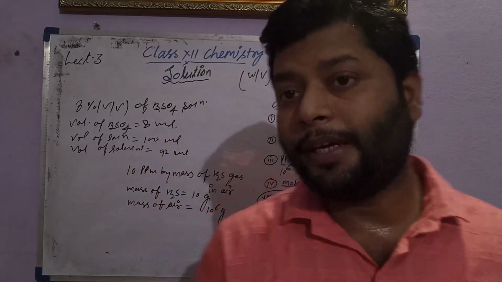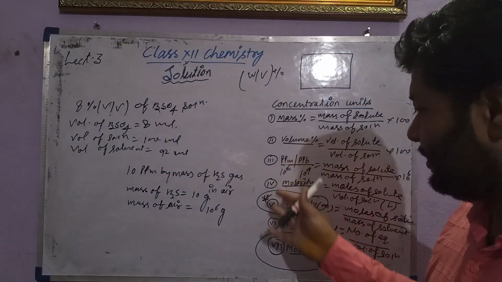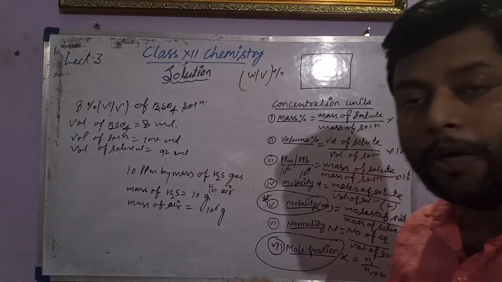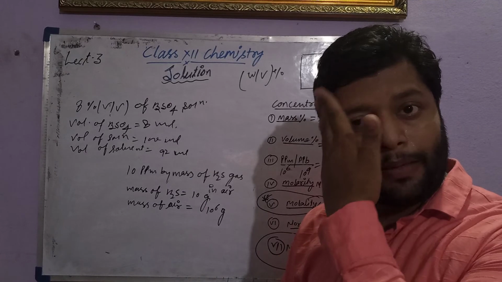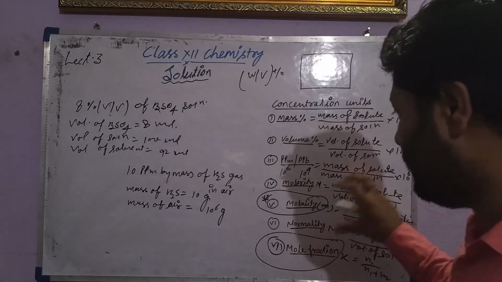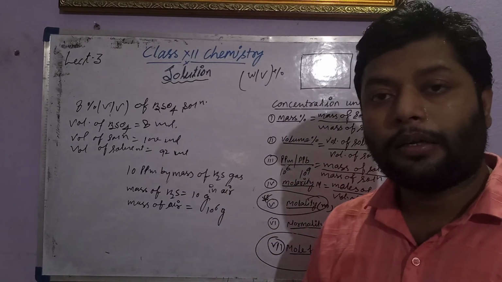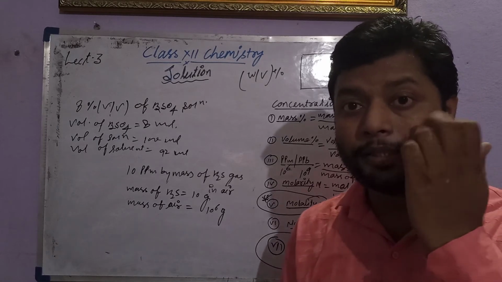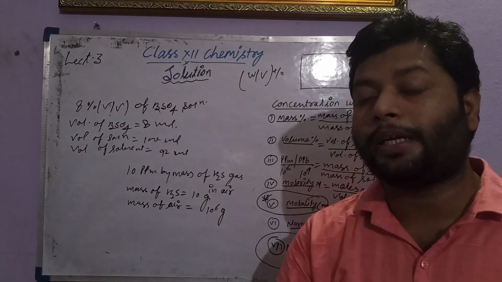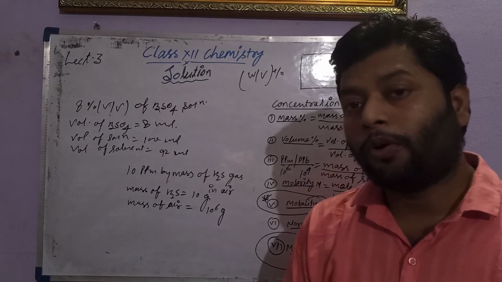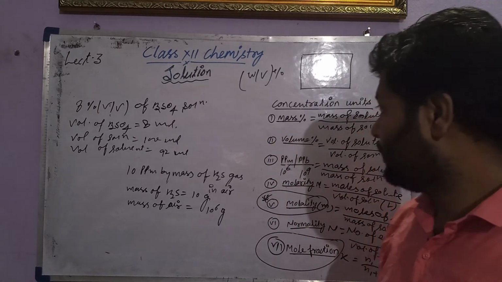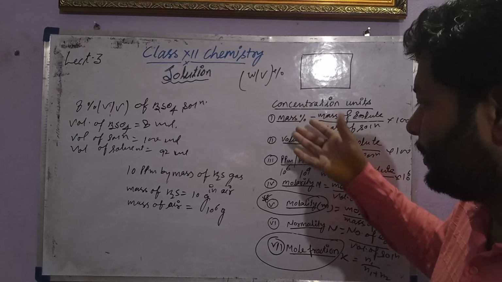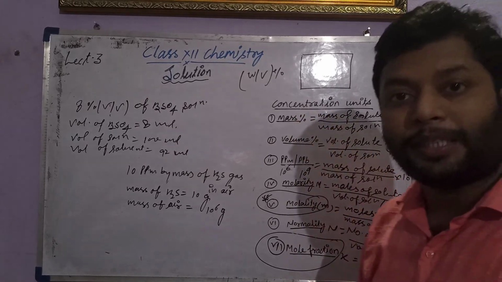We'll try to explain further these concentration terms and how they relate to each other, because the relation between them will make you understand how to calculate the different numericals in this chapter. What is the relation between them? That is actually important. So how do we get the molarity with the help of mass percentage?